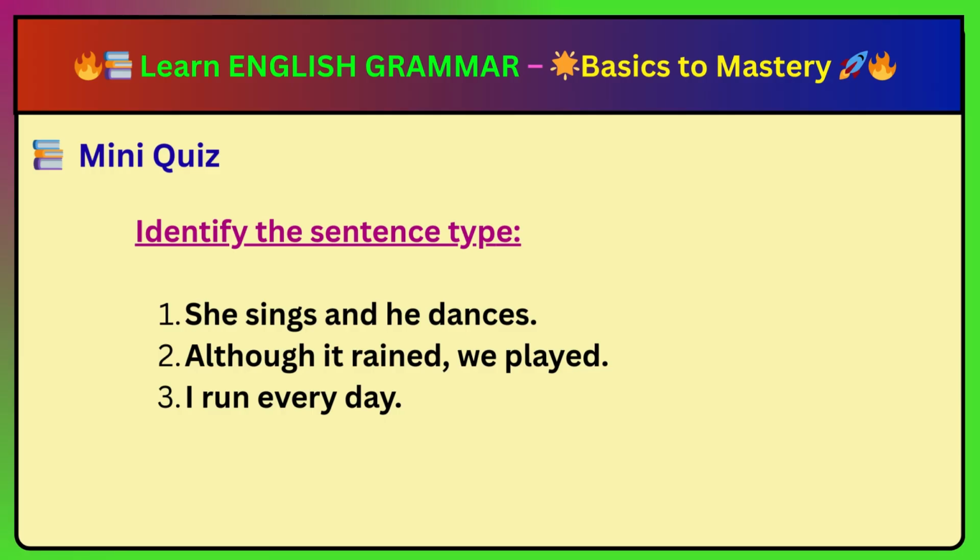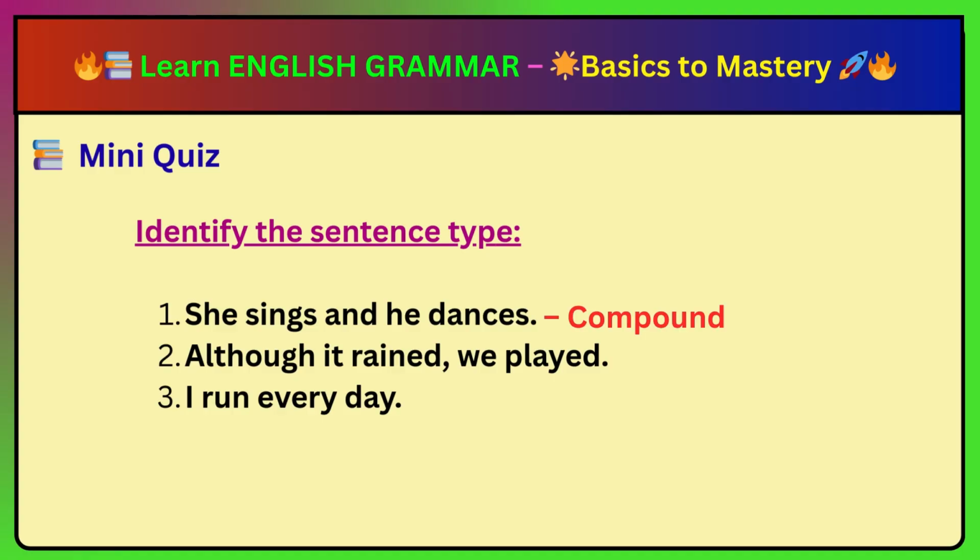Now quiz time. Let's practice identifying these sentence types. Take 5 seconds to think about each. Let's reveal the answers. 1. She sings and he dances. This sentence has 2 independent clauses joined by and. That makes it a compound sentence.